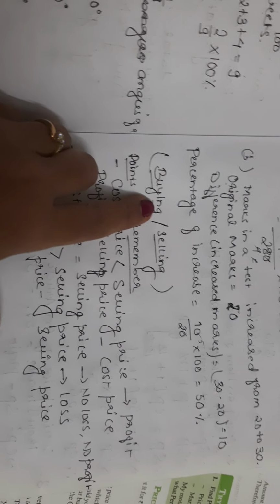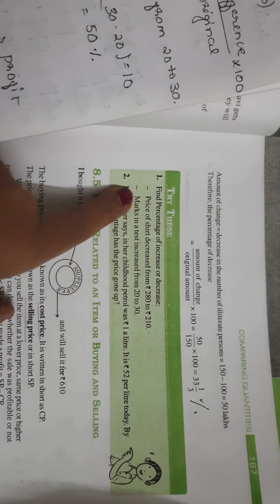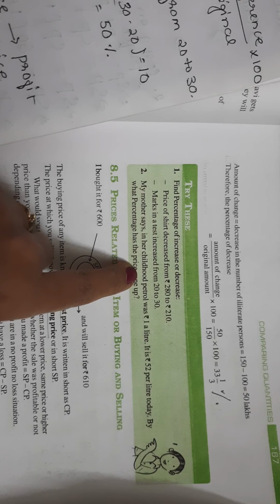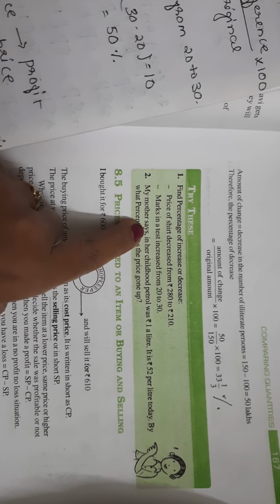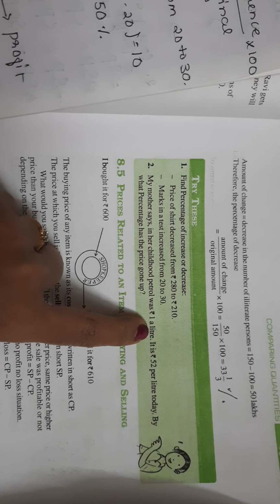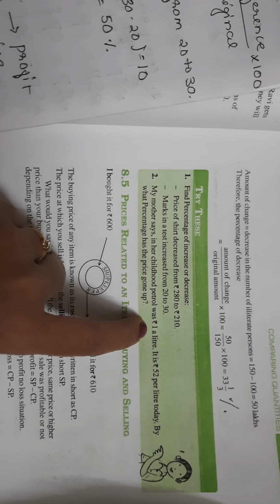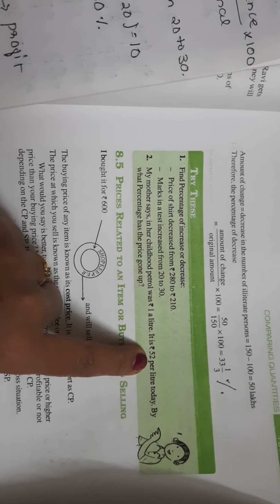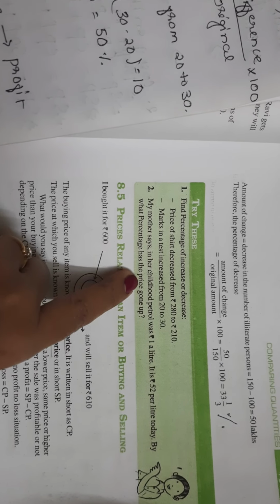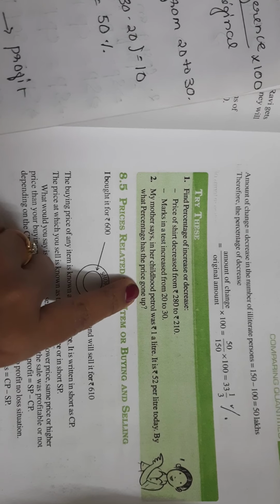Now let's come to the next topic. Okay, there is another question. This number 2, I want you to solve. I'll tell you how to do it. My mother says in her childhood, petrol was 1 rupee per liter. Now it has become 52 rupees per liter. By what percentage has it gone up? How will you find it out?